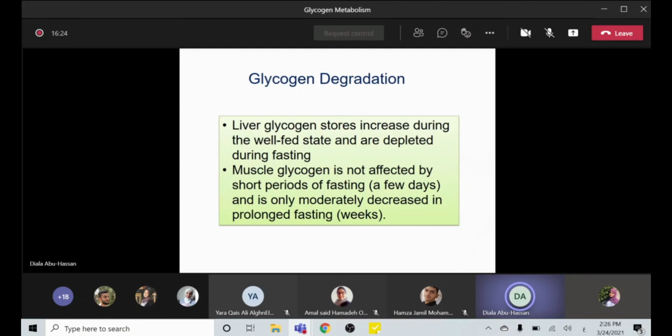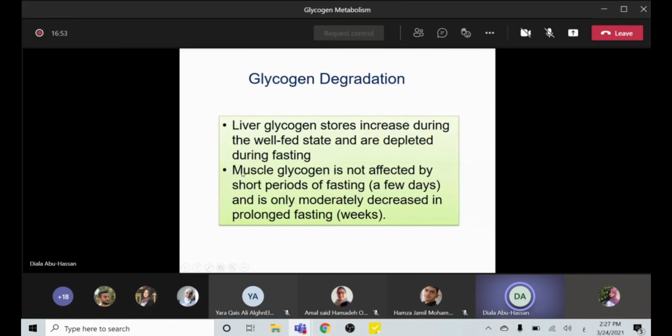Now, how do we build these glycogen stores or how are they affected, whether we're talking about them in the liver or muscle? And remember, glycogen is stored in all cells of our body, but the largest stores are present in the liver. There is around 100 grams of glycogen stored in the liver and around 400 grams stored in the muscle.